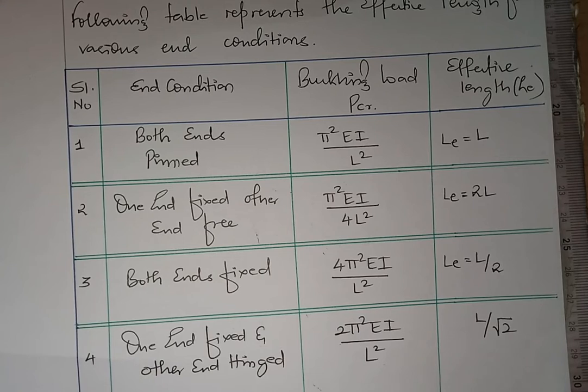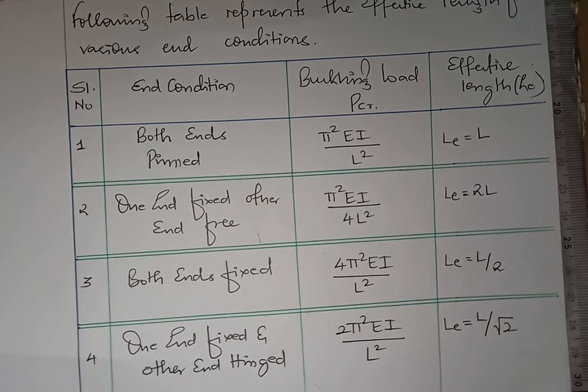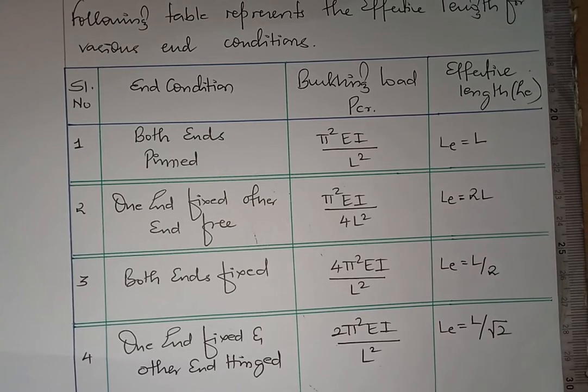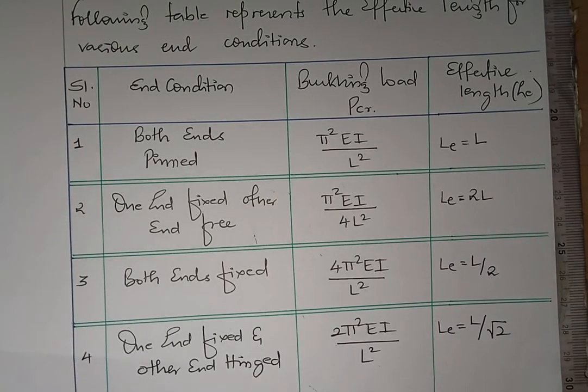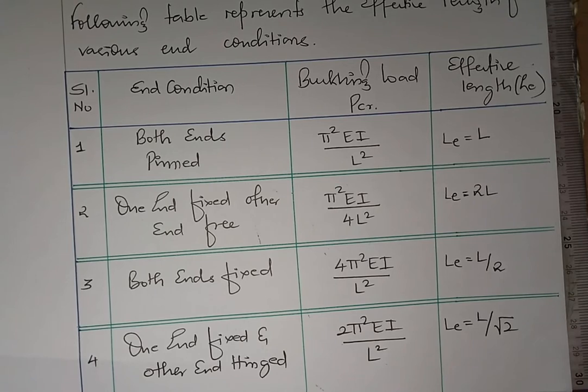And the fourth case, where it was 2.25, that 0.25 I have neglected since it was a small value. So it is 2 pi square EI divided by L square. Once again, comparing with pi square EI divided by LE square, I get the value of L effective as L divided by root 2. These four things are very important and you need to remember them for various end conditions. Only then is it easier for us to go with the numerical part whenever we are solving a problem using Euler's formula. That is the concept of effective length.